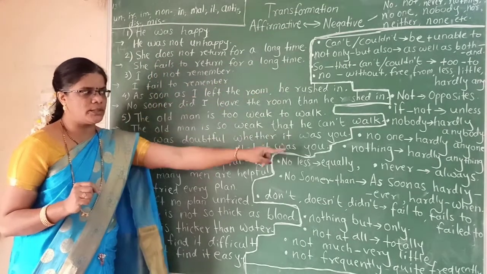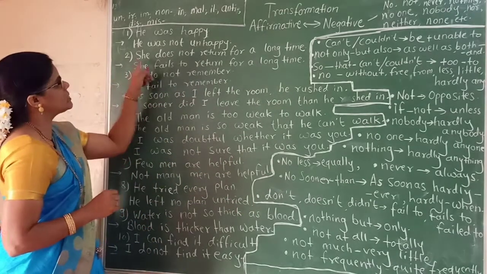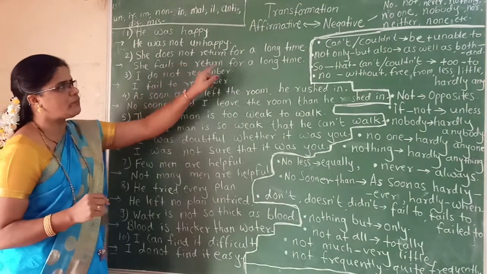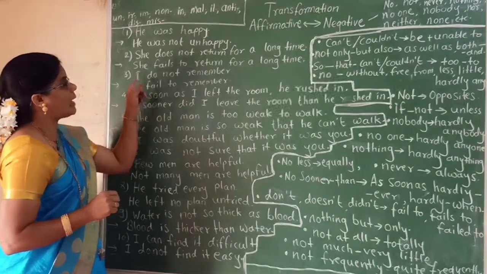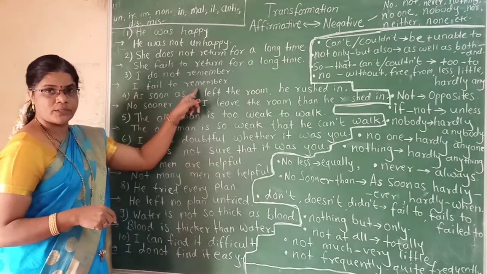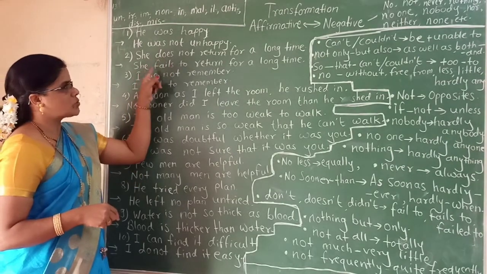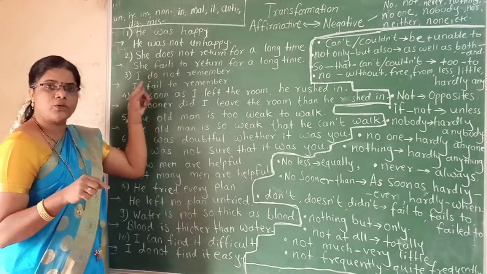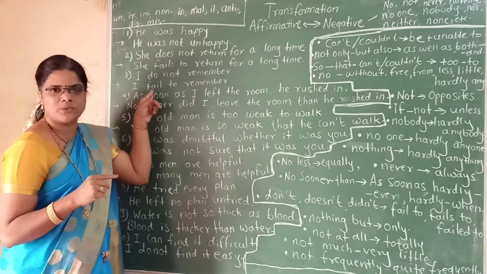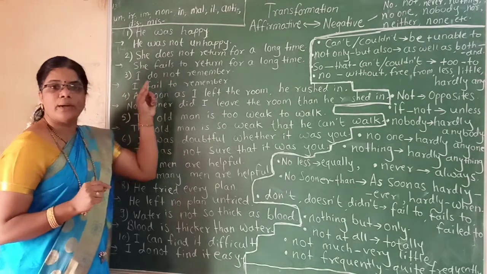And here I have given the list of those words. We will see this list after discussion of these examples. See here, she does not return for a long time. It should be changed to she fails to return for a long time. Next example, I do not remember. This sentence should be changed to I fail to remember. See here, do not should be changed to fail to. Does not should be changed to fails to. If here would be did not, then here would be fail to, past tense of this fail, F-A-I-L-E-D. So here, I do not remember, I fail to remember.